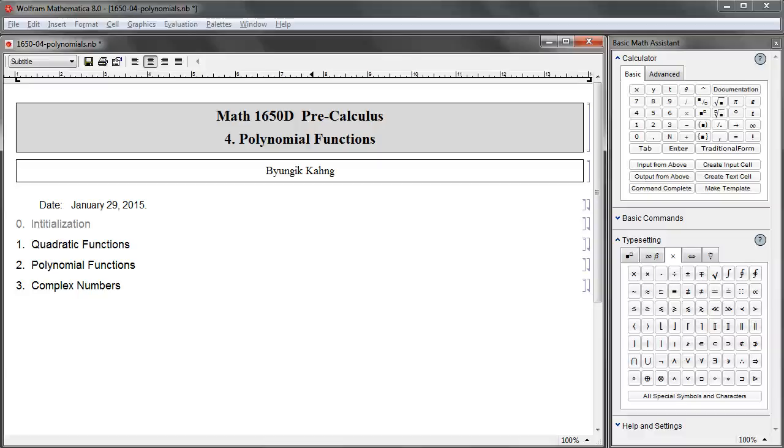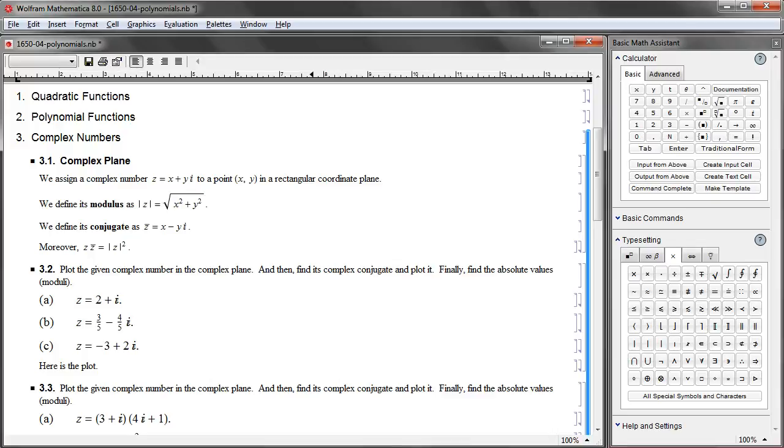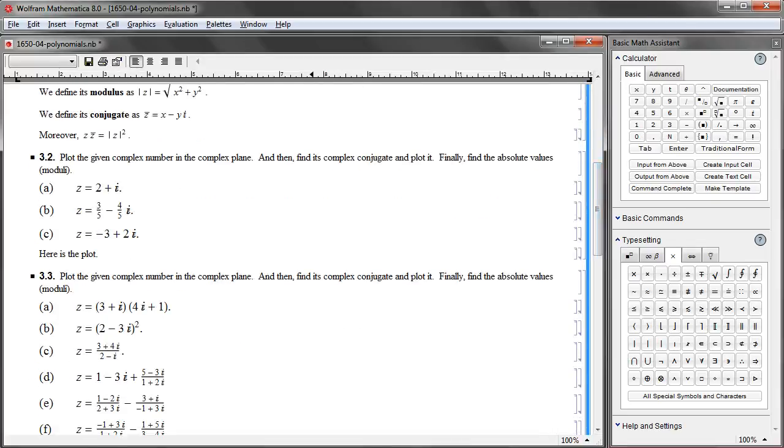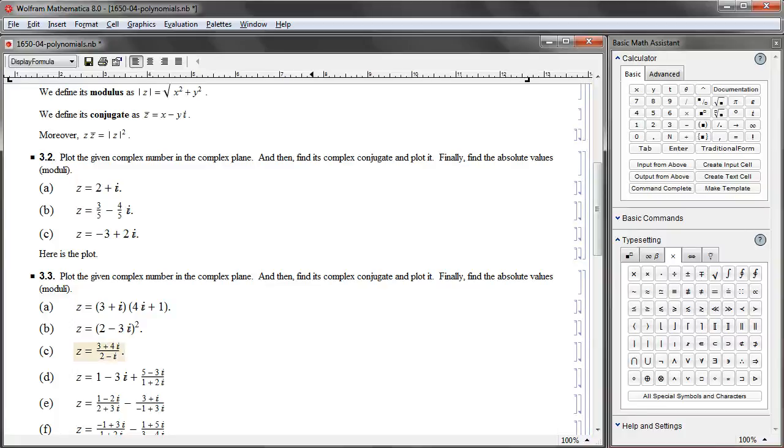Let's resume our discussion on complex numbers. We are about to talk about division or fraction of complex numbers and express it as x plus yi form. In this case, the key is to multiply the conjugate of the denominator to both numerator and denominator.